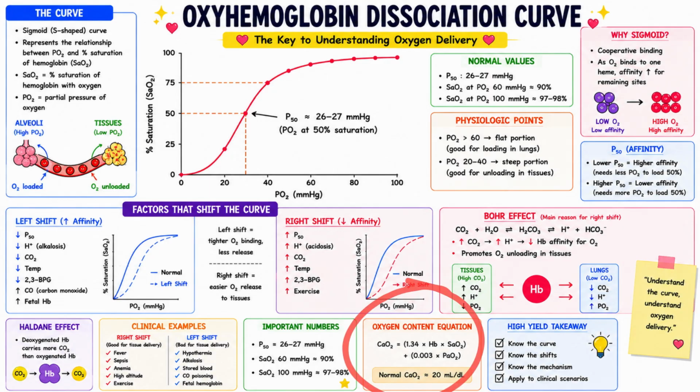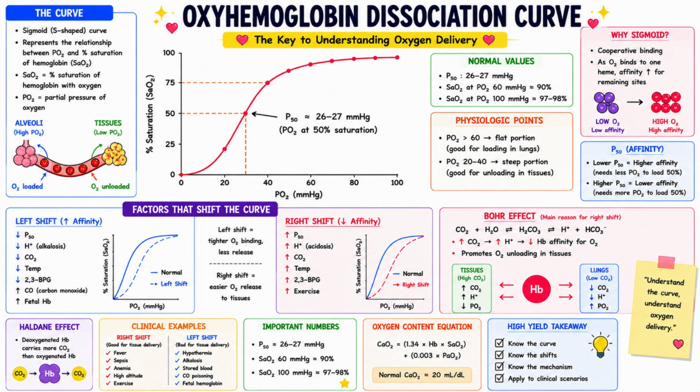Now, the oxygen content equation, CaO2 equals 1.34 times hemoglobin times SaO2 plus 0.003 times PaO2. This equation tells you the total oxygen content of arterial blood. Notice what matters most, hemoglobin. The 1.34 times hemoglobin times SaO2, this is the bound oxygen. This is what your red blood cells carry. The 0.003 times PaO2, this is dissolved oxygen, barely meaningful at normal pressures. Normal CaO2, approximately 20 milliliters per deciliter.